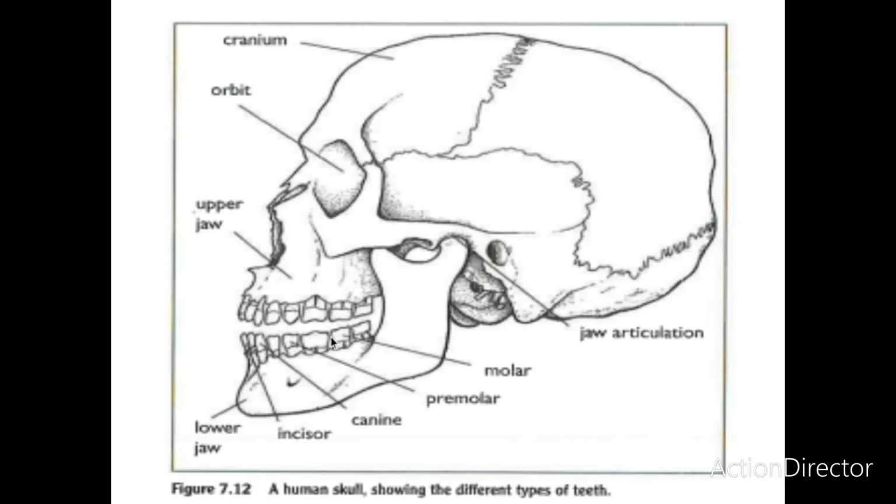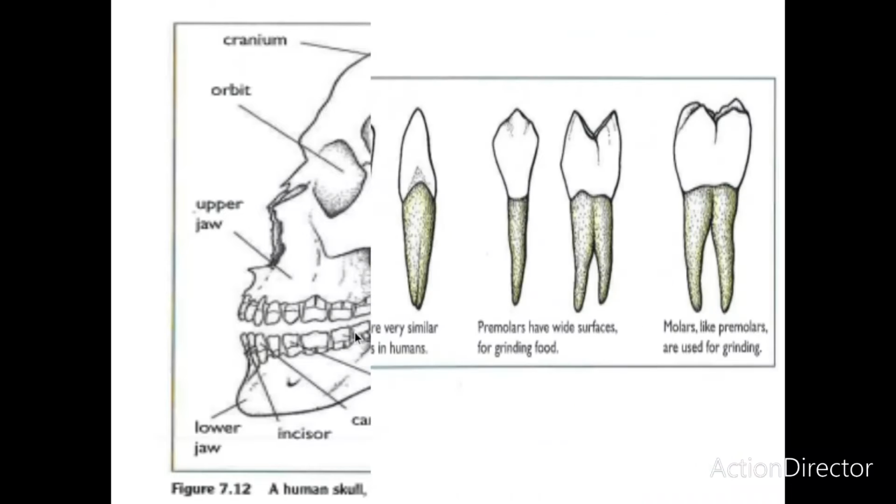In this diagram, we can see the human skull. We can clearly see the upper jaw and the lower jaw, and these are the different types of teeth. These are the incisors. There are 4 incisors on the upper jaw and 4 incisors on the lower jaw. And next to the incisors are the canines. There are 2 canines on the upper jaw and 2 canines on the lower jaw. And these are the premolars and these are the molars.